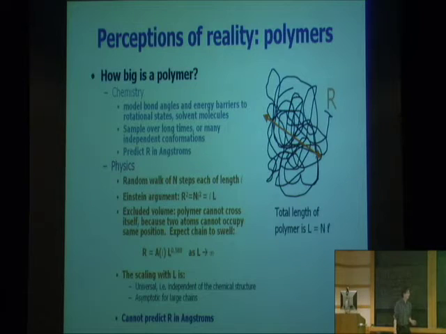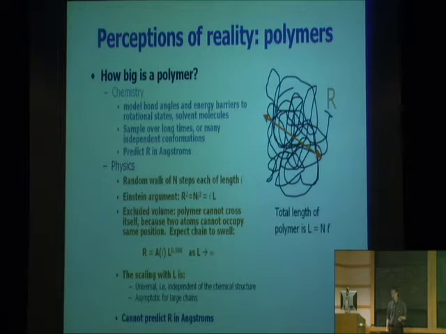We also know that this scaling is universal. It's independent of the chemical structure. It doesn't matter whether you're looking at polyethylene or polymethyl methacrylate or anything like this, DNA. This is always going to be true as long as you're in this asymptotic regime. So the other thing about the physicist's answer is that it's completely worthless. It doesn't predict R in angstroms.